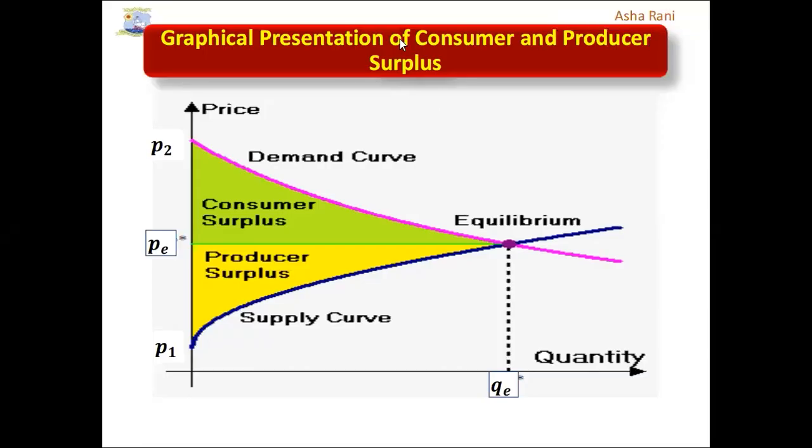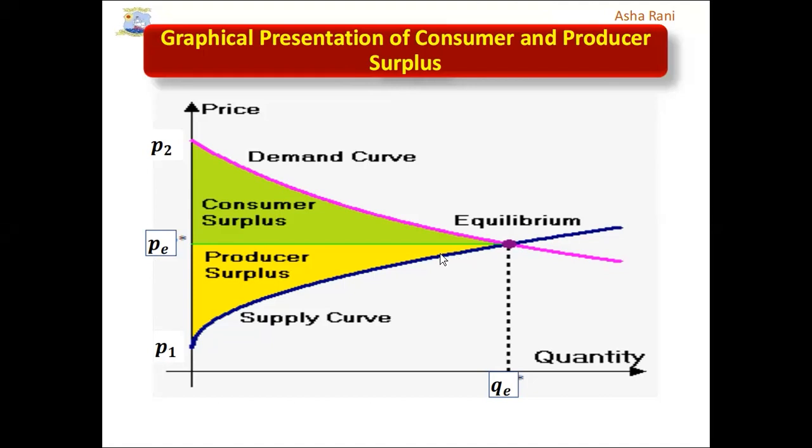Graphical representation of consumer and producer surplus. On the y-axis is price, P1, PE, the price at the equilibrium point. This is the equilibrium point, and this is the demand curve. The colorful curve is the demand curve, and the green curve is the supply curve.